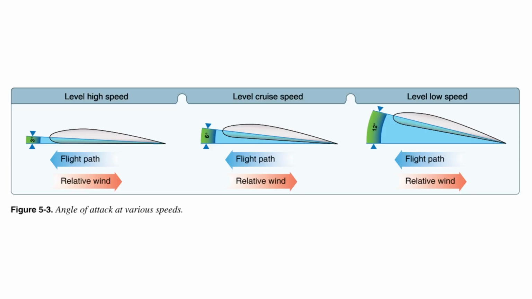Now, check this out. If we're at high speed, our angle of attack is going to be lower. We can see it's just 3 degrees on the left side. At an average speed, we might have an AOA of 6 degrees. And at a slower speed, we're going to have a higher angle of attack.